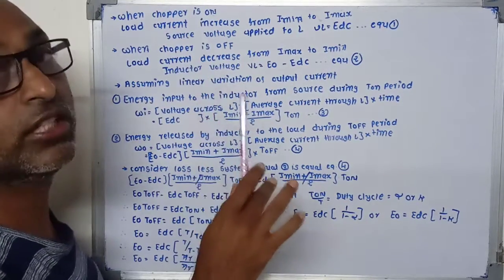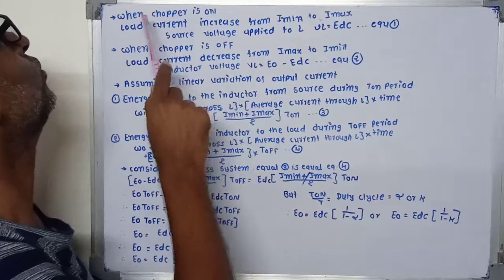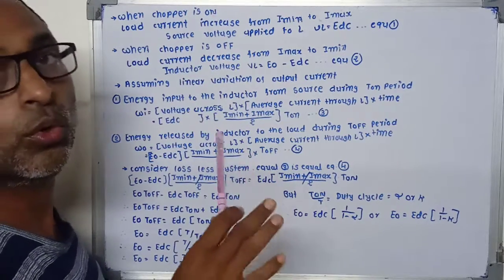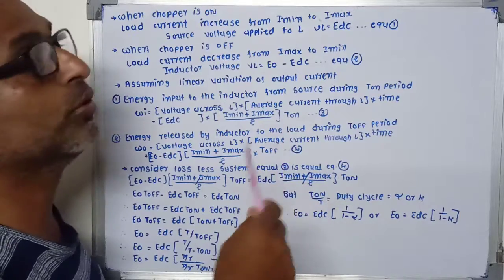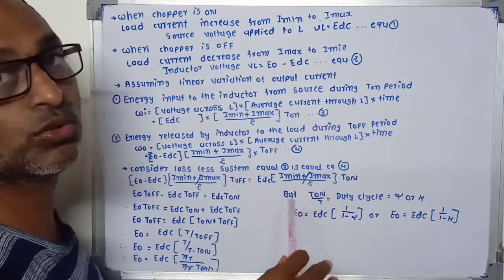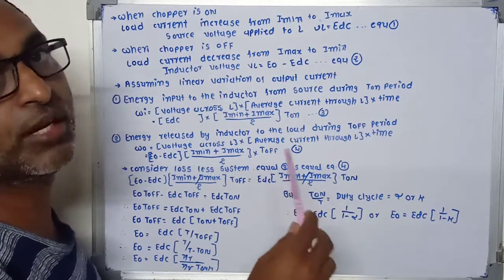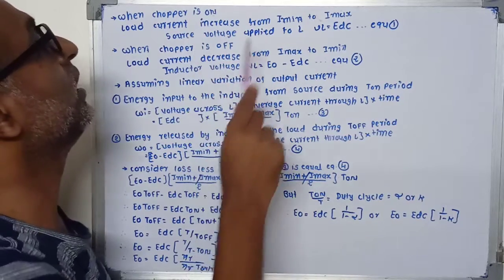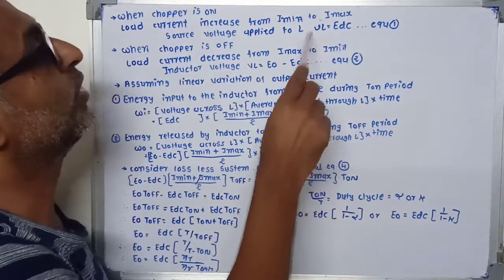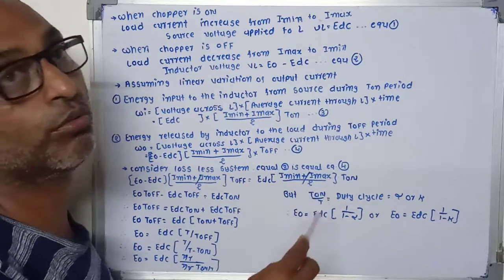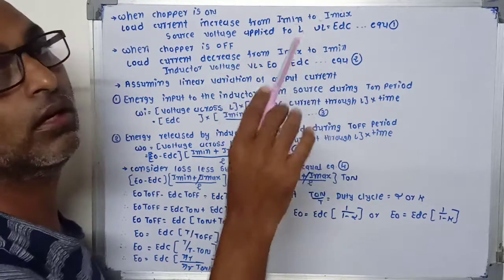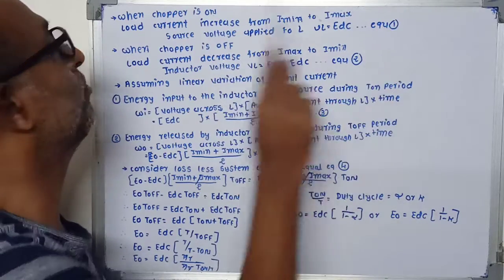Mathematical operation for the step-up chopper. When the chopper is on, the load current increases from I minimum to I maximum as shown in the waveform of the step-up chopper. The source voltage is applied to the L. So VL is equal to EDC. That means the whole input voltage is applied across the inductor. So that is our equation number 1.